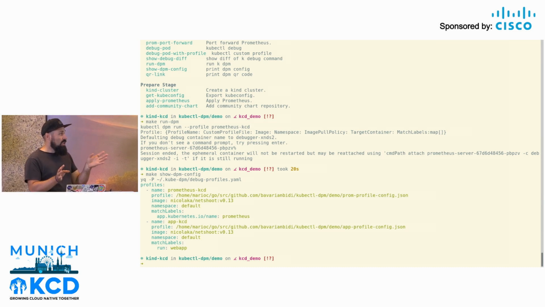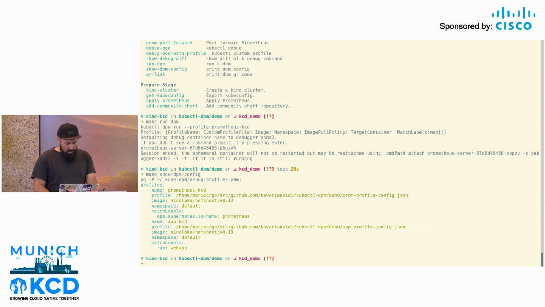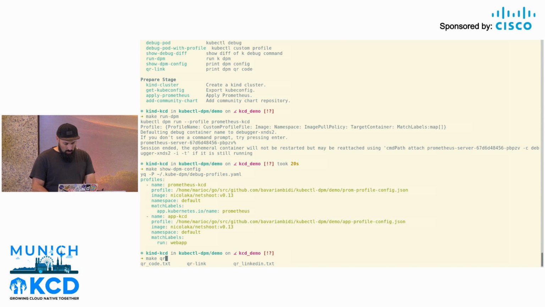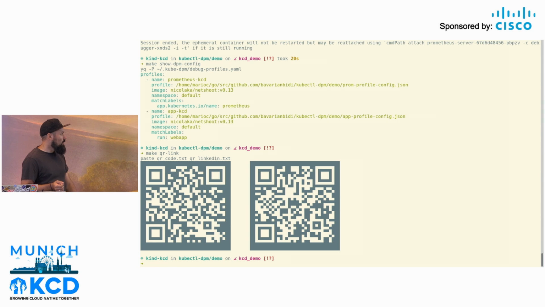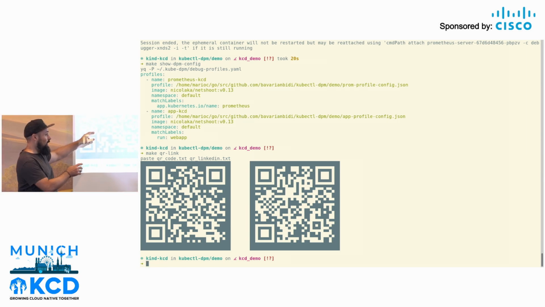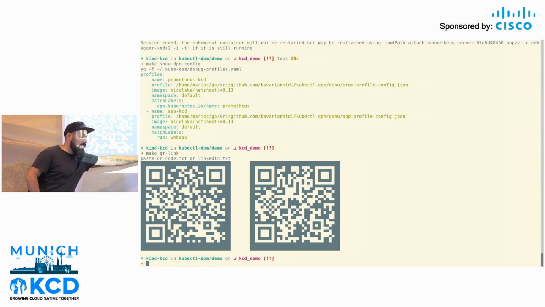That's the kubectl custom debug profile feature, alpha in kubectl 1.30 and stable in 1.31. Two QR codes: this one is for the DPM GitHub repository, and this is for my LinkedIn page.